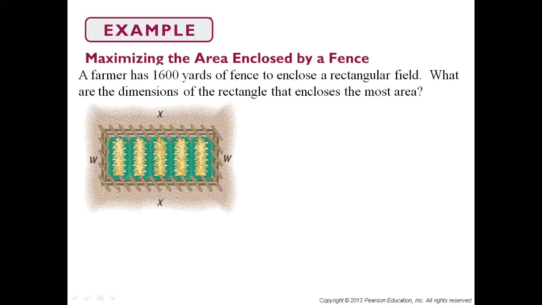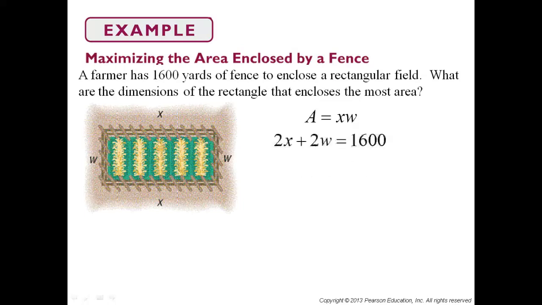How do you find the area of a rectangle? Length times width. X times W in this case, because they labeled our length X. Length times width. Okay. Now, what do we know about the total amount of fence? So that would mean the perimeter of the thing is 1,600. No matter how wide or tall it is, the perimeter is 1,600.